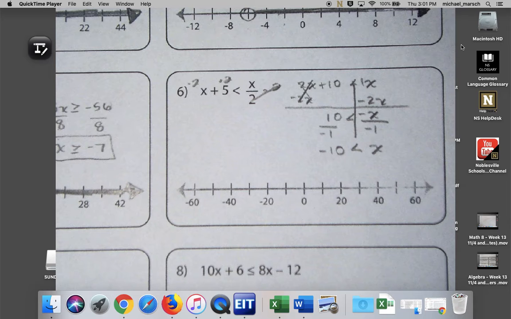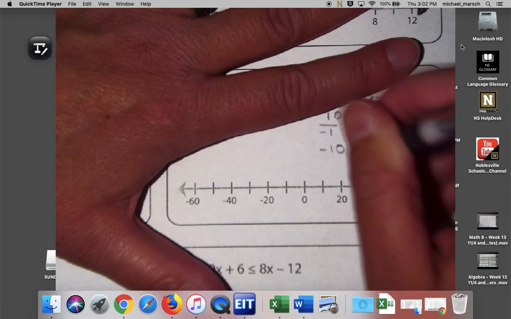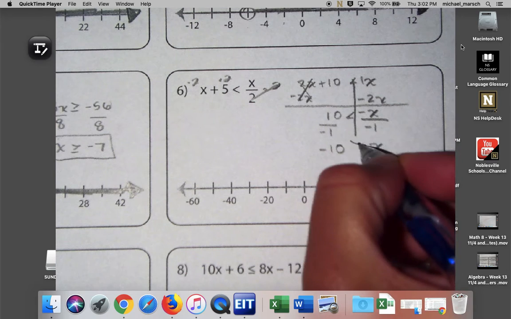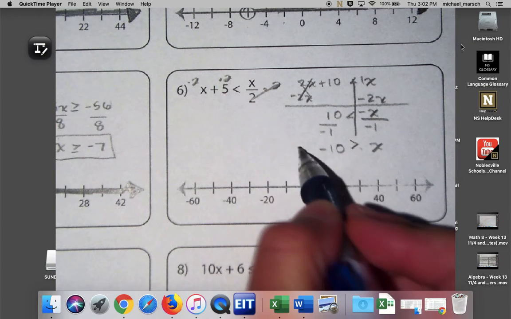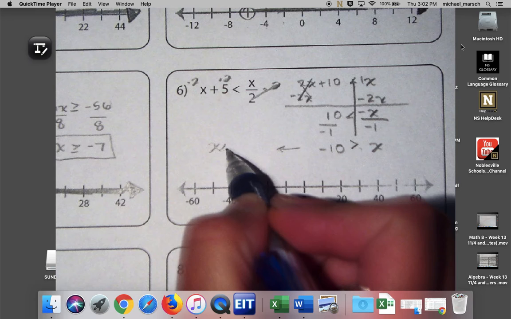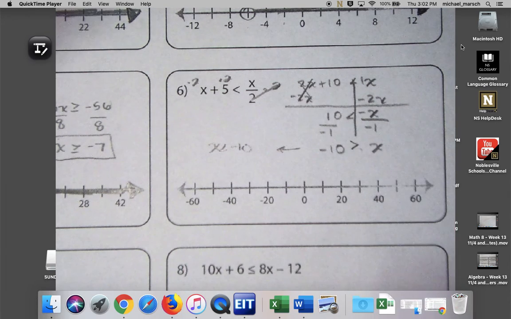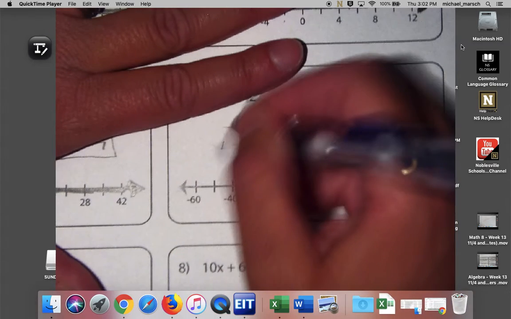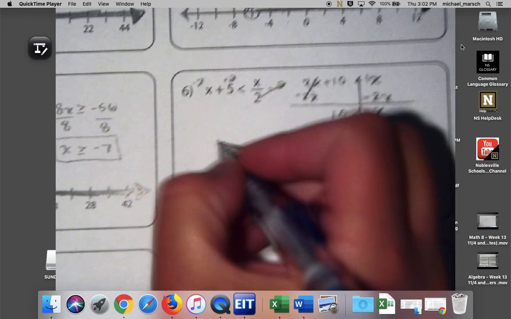Good job, Carter. You didn't flip the sign. I'm so proud of myself. I said it and I didn't flip it. Carter's so good. I'm big brain. Okay, so you guys know I'm going to rewrite this as x is less than negative 10. Because it makes my heart happy.